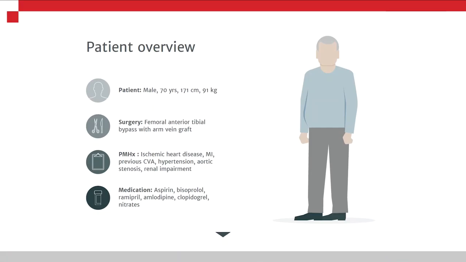Our patient being simulated today is a 70-year-old male who's having a femdistal bypass with some arm vein graft for peripheral vascular disease, and as most vascular patients, has a significant past medical history. He has ischemic heart disease with a reduced ejection fraction due to previous myocardial infarctions, has had previous strokes, hypertension, some mild aortic stenosis, and also renal impairment. His medications you can see here on the screen, and all are consistent with someone such as a vascular patient like himself.